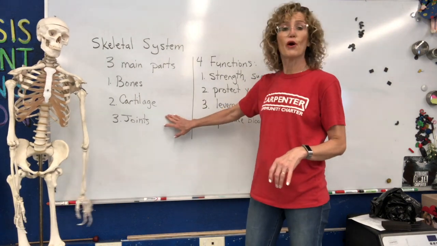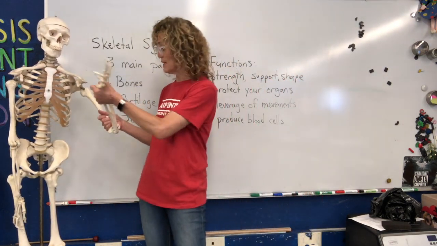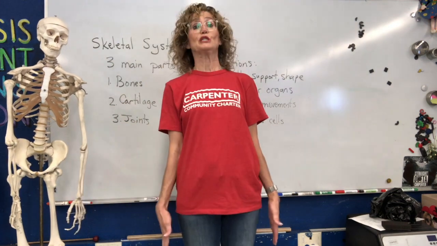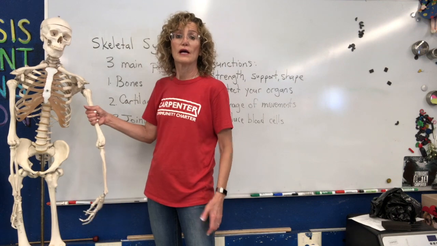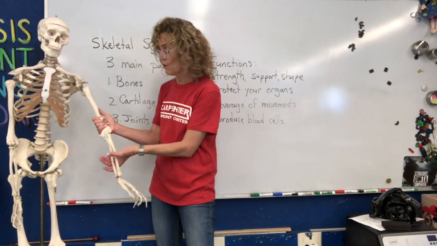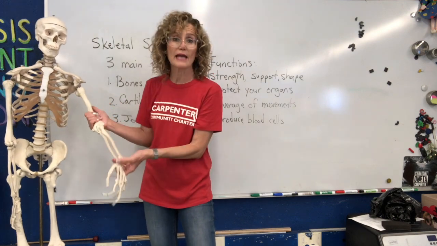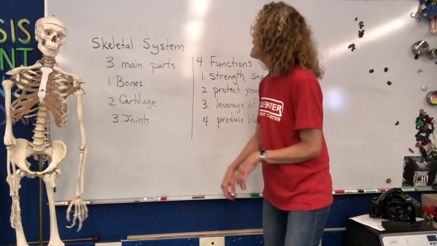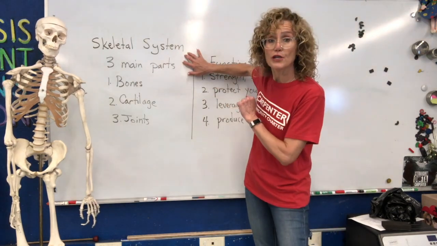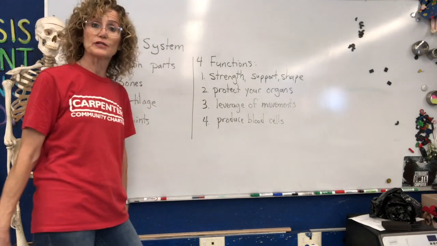And the third part are your joints. Now, your joints are really important because if you didn't have joints, you couldn't move. You'd just be still and stiff all the time. Your bones are really strong. In order for you to move, there has to be a point where those bones come together and allow movement. That's called a joint, okay? So these are the three main parts, and now there are four main functions of the skeletal system.